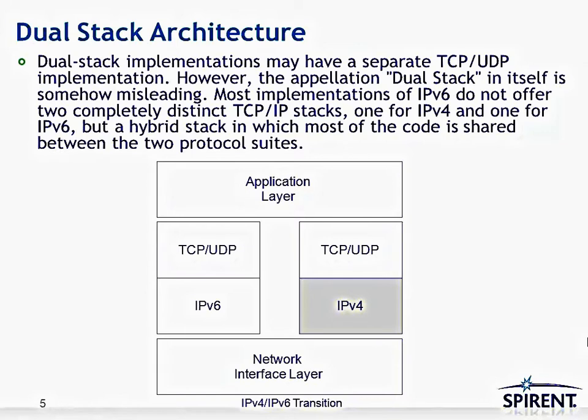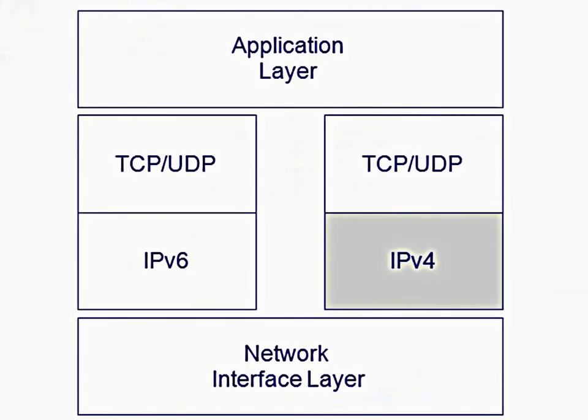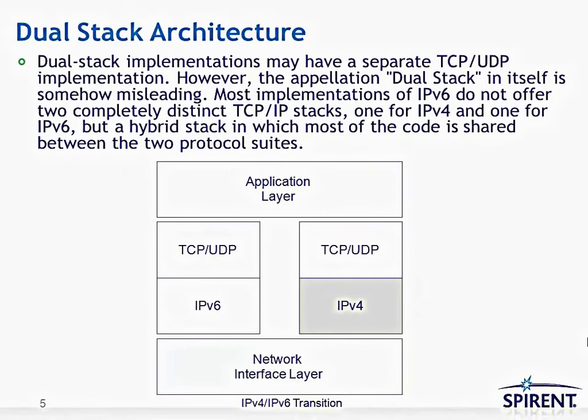The idea of the dual stack architecture is to have a separate TCP and UDP and therefore IP version 4 and IP version 6 implementation. However, it is a little misleading because most implementations do not actually offer two completely distinct TCP IP stacks, one for IP version 4 and a separate one for IP version 6, but rather they have some form of a hybrid stack in which most of the code is shared between the two protocol suites.